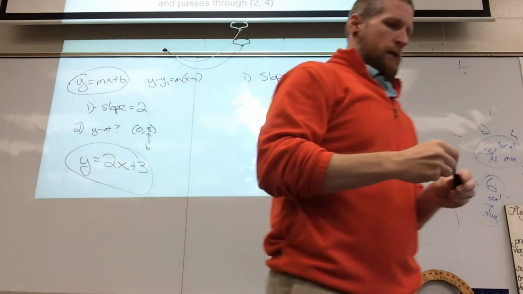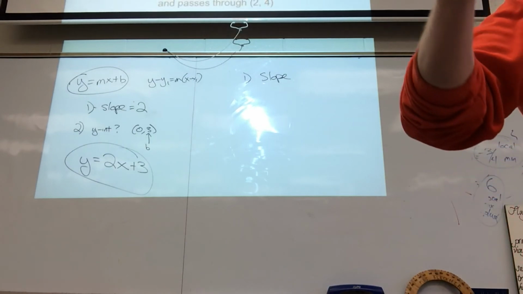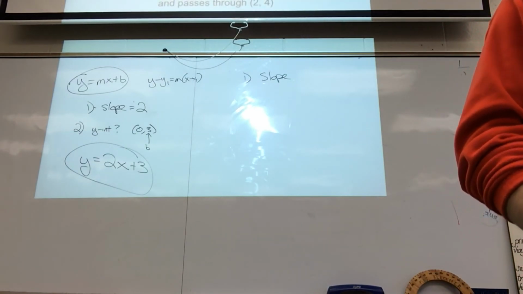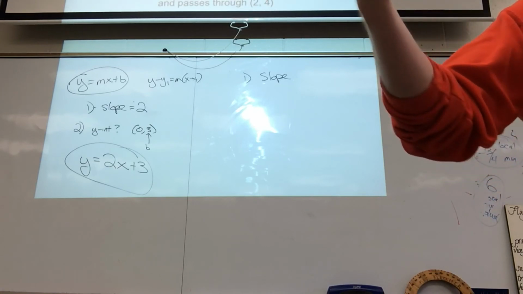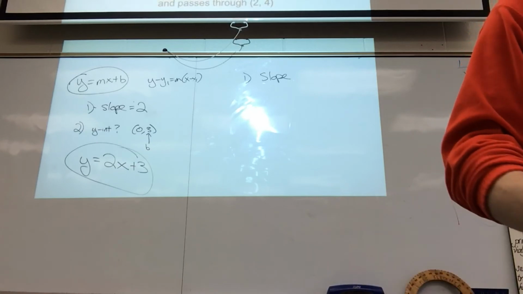That's what I need first. Do they tell me the slope of the line? Like, do they flat out say the slope of the line you're writing? Like the last one said the slope of the line is, right? Does this one say the slope of the line is? No. What's it say?